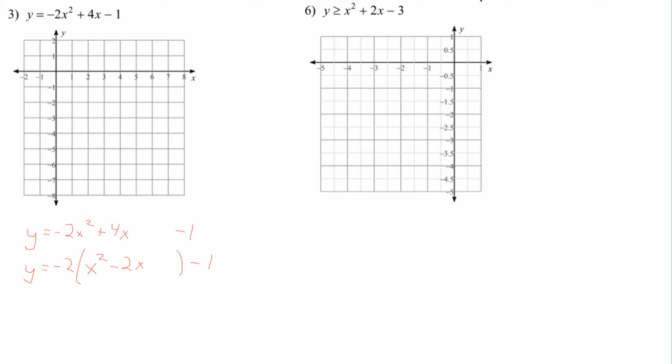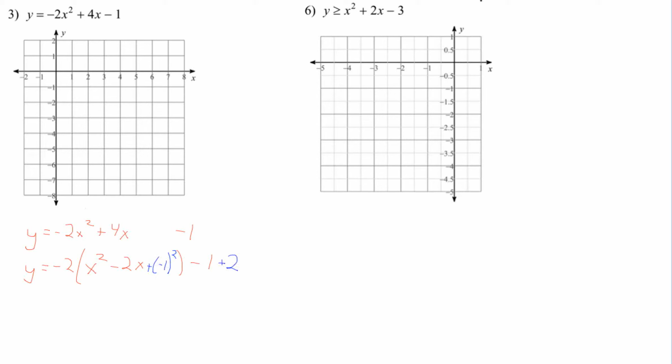So now we do our completing the square. We are going to take half of negative 2, which is negative 1, and square it. And so negative 1 squared is 1, but there's a negative 2 out here that's distributed to it, so we didn't just add 1, we actually did 1 times negative 2, which is negative 2. So we subtracted 2, so in order to keep this balanced, we have to add 2.